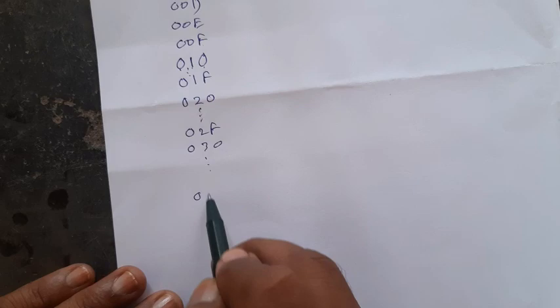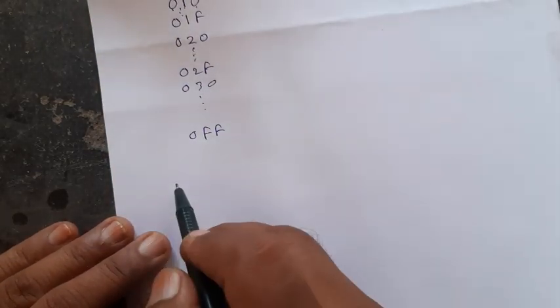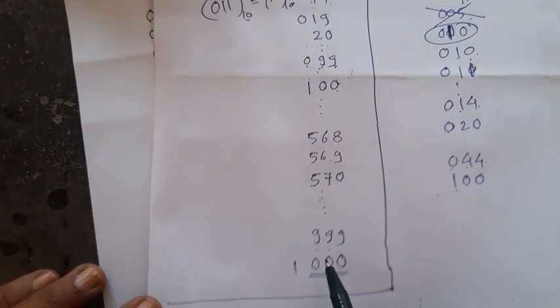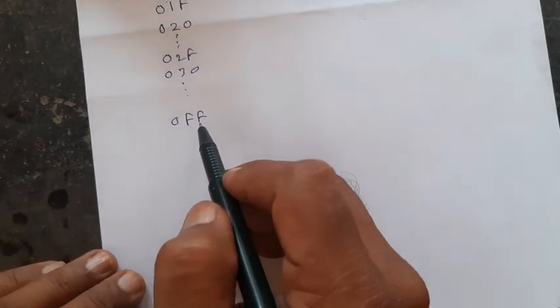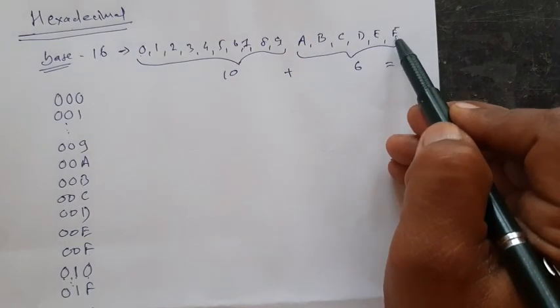This will continue up to 0, F, F. Now this is interesting. It is 0, F, F, and then it is like the 99 in decimal number system. Here it is 0, 99. Correct? 0, F, F. And then to count the next number, what will we have to do? We will have to increase the least significant position by 1, but it is not possible because it is the last number in hexadecimal number system.